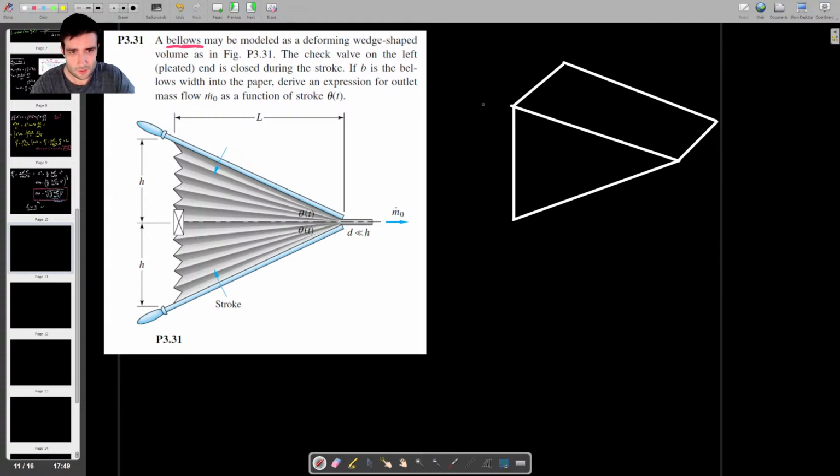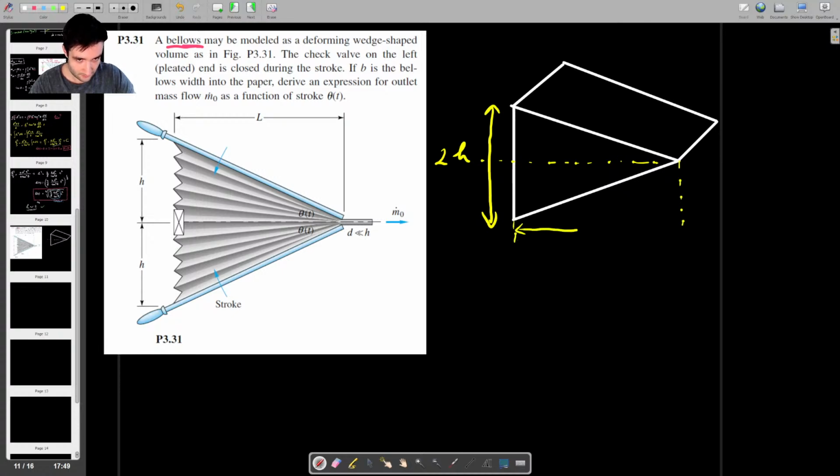So what we know is that h is kind of like the half of the base. So this distance here is given by 2h. And then we have the length, which is given by this. So this is L. And then this is theta. So this is what we know so far.